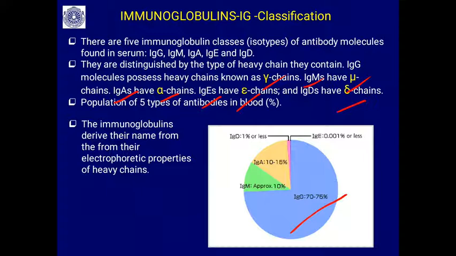IgG 70 to 75%, IgM approximately 10%, IgA 10 to 15%, IgD less than 1%, IgE less than 0.001%. This is the amount of circulating immunoglobulin isotypes. These immunoglobulins derive their names from their electrophoretic properties. When the serum is subjected to electrophoresis, they are named depending on their electrophoretic movements.